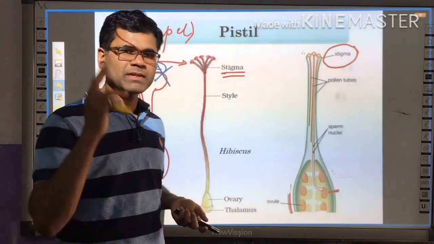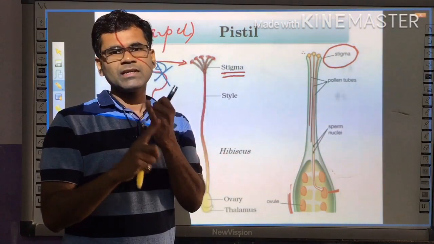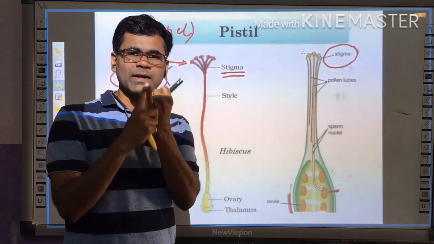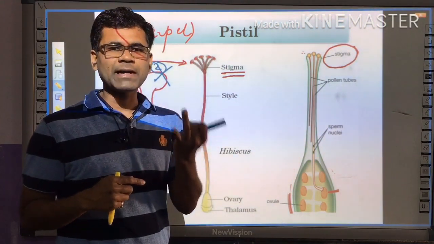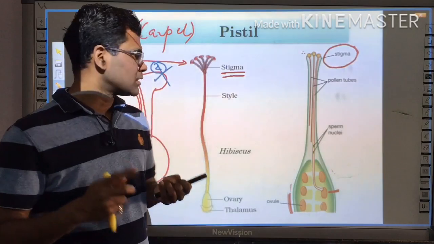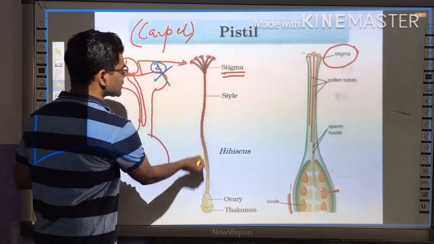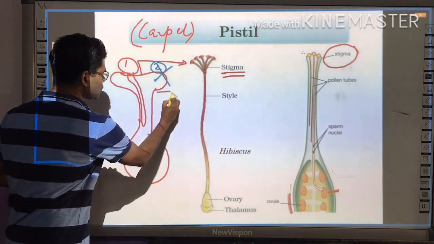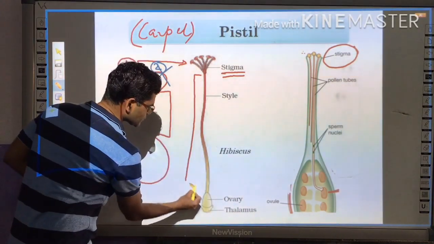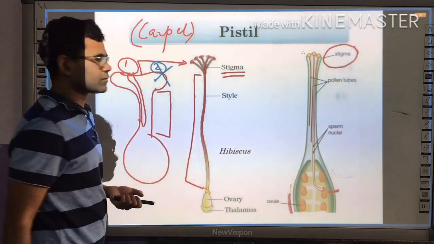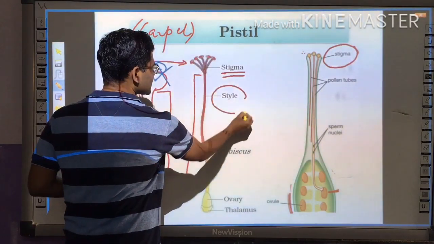So stigma performs basically two important functions. First, it provides the resting place for pollen grain, and second, it checks the compatibility of a gamete. The second important structure in the pistil is the long stalk-like structure you are seeing from here to here, a thin long filament, and that is called the style.